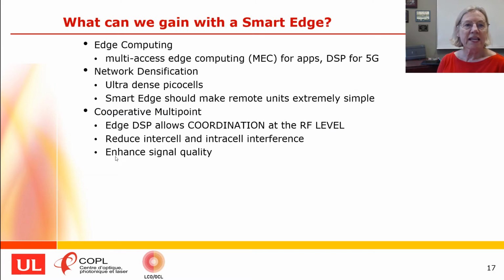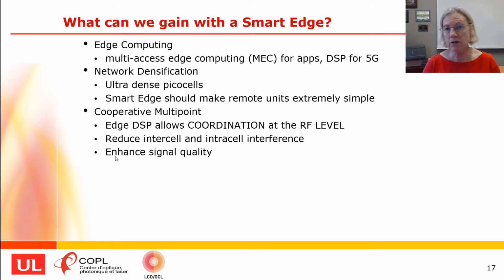So what have we gained by moving to the smart edge? Well, we already have this idea of edge computing. We've got this multi-access edge computing for apps. And now we've got the digital signal processing for the 5G also taking place in this edge computing environment. This allows us to achieve network densification. That means that we can have very dense picocells because each one of the units doesn't cost too much. And this will allow better coverage to increase 5G performance.